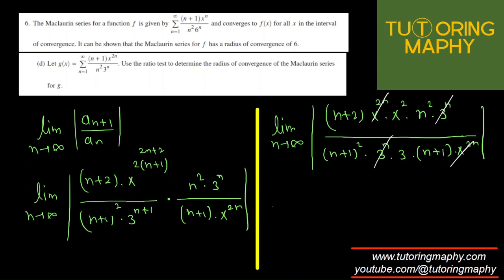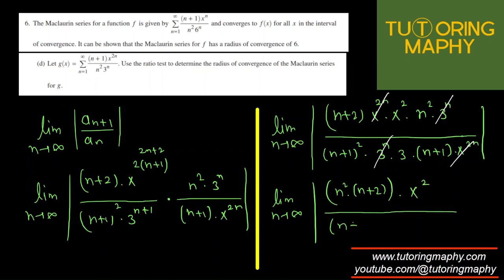So what are we left with? We are left with limit n approaching infinity of n square times n plus 2. That's the first expression on the top. X square is the remaining thing. And over here, this is n plus 1 whole cube and 3 as it is. And don't you think this is the exact same thing, that we have a cubic polynomial on the top, cubic polynomial at the bottom, limit is approaching infinity. So the answer is the ratio of the leading coefficients.